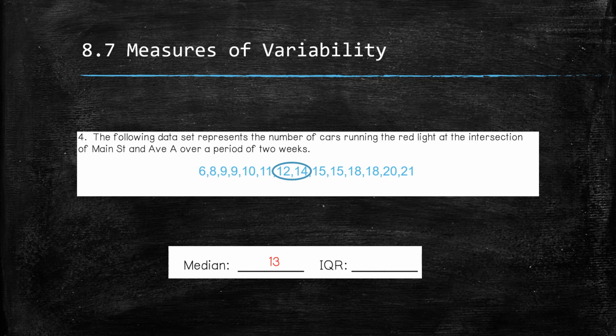Then I'm going to take my lower quartile and find that median, and I'm going to find the median of my upper quartile. So again, I have an even number, so I have two numbers, and since 9 plus 9 is 18 divided by 2 is 9, I get 9 for my lower quartile, and I get 18 for my upper quartile. And to find that difference, I'm going to subtract, which gives me an interquartile range of 9.